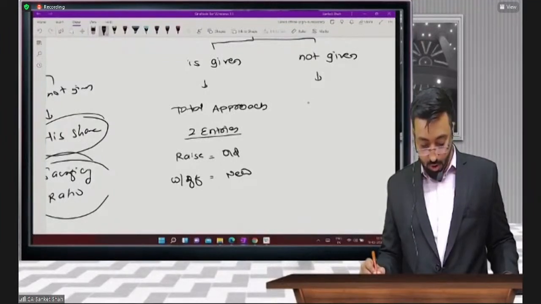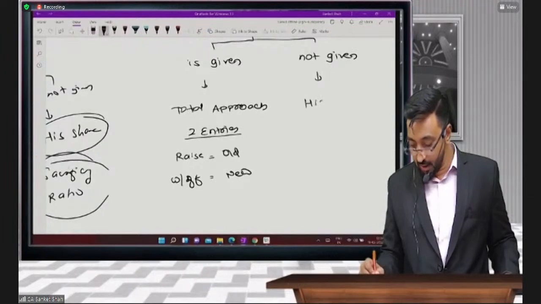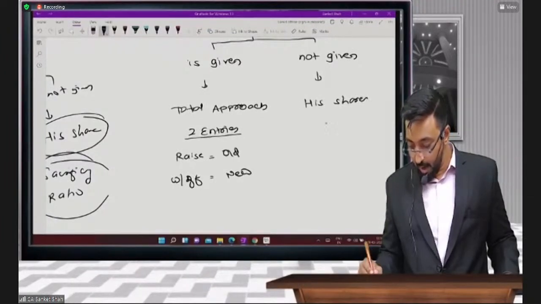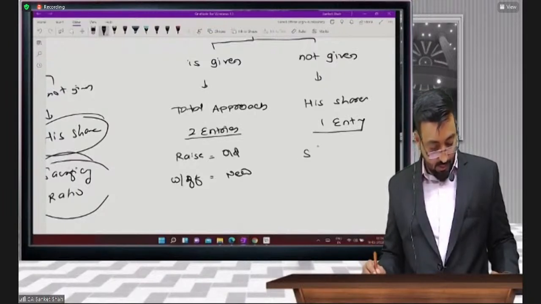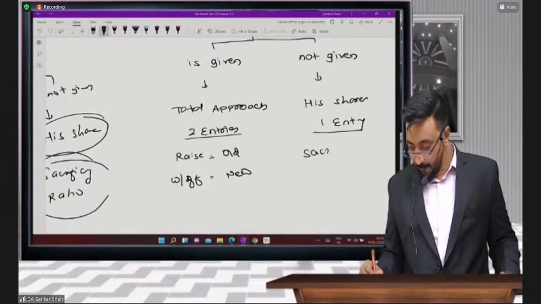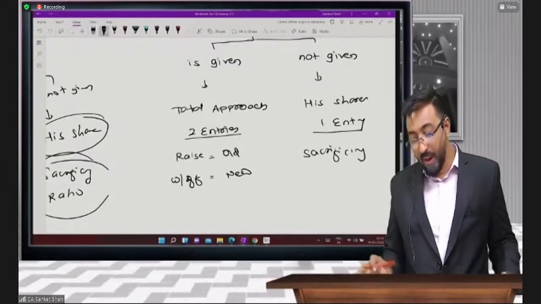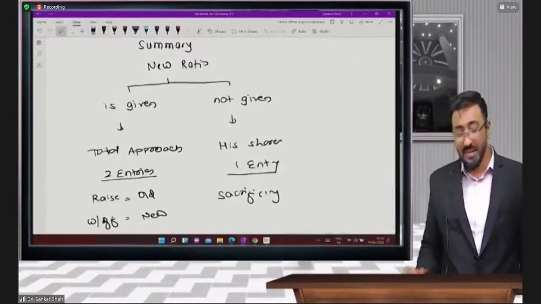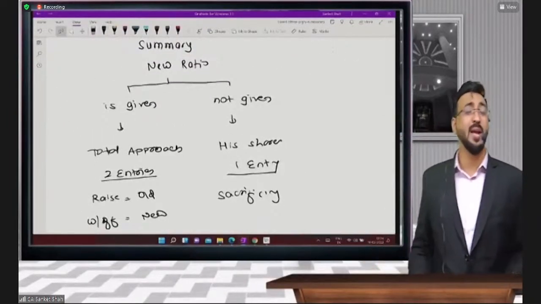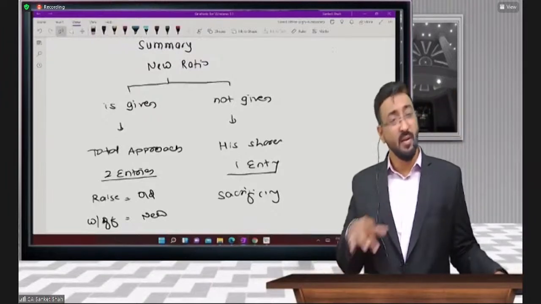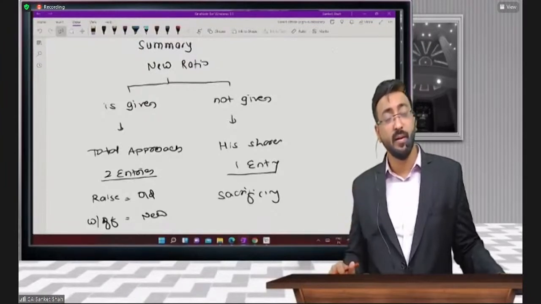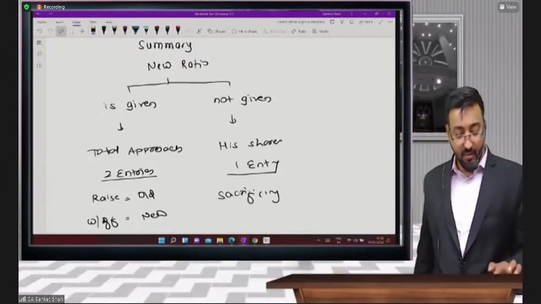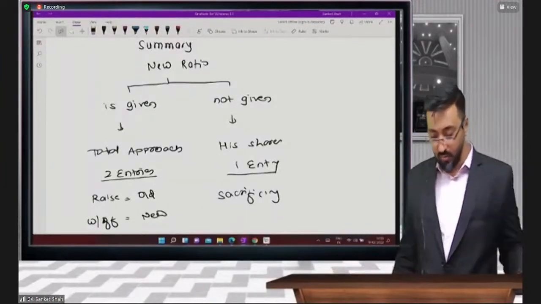Which approach? Each share approach. How many entry? 1 entry. Sacrificing. Beta, both approaches are easy. But see, in exam, we have to save our time. And for saving, yes, you use Sanket sir's method. Sanket sir के छोटे छोटे techniques, tricks given by Sanket sir. इतना याद रखो.